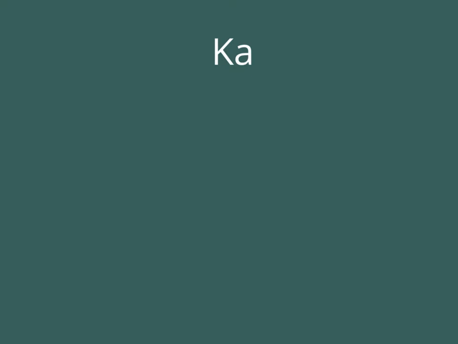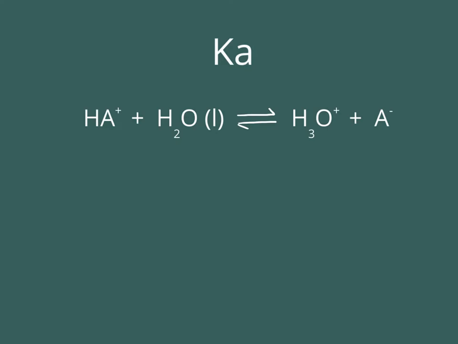So let's take a look at what the equation for the dissociation of a weak acid looks like. So we're going to have HA, which is just a placeholder for any type of weak acid, plus liquid water gives us hydronium plus A minus. And A minus is going to be the conjugate base of our weak acid.